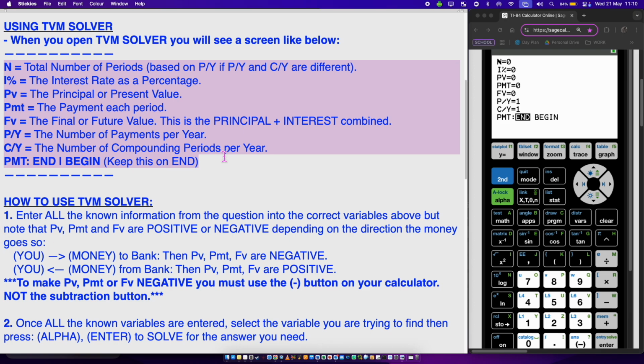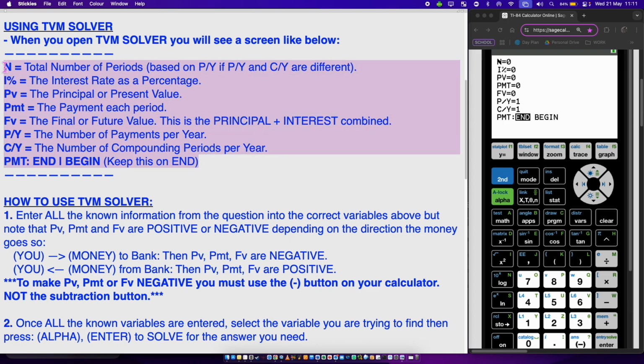Also, if you did year 11 general maths, you would have said that PY and CY always remain the same. SACE has also said for your exam and your tests that these should be the same, but in real life they don't have to be the same. Okay? In real life, banks compound monthly. You don't have to pay the bank monthly. So in your DI, PY and CY could be different. They should be different. Okay?